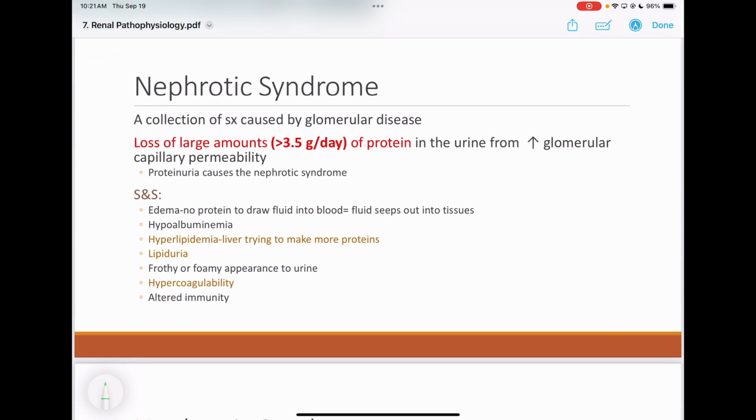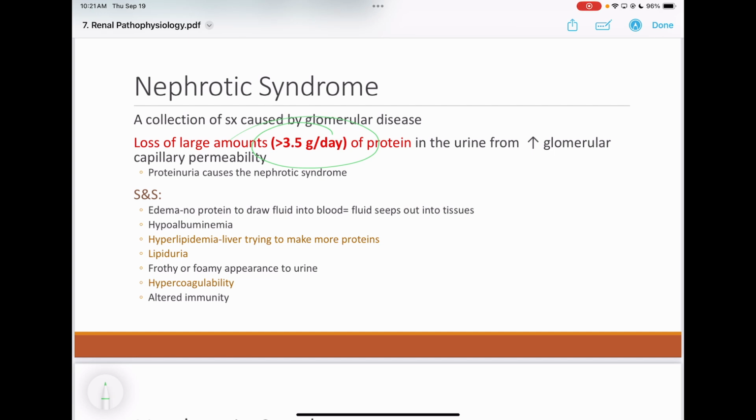So, okay, a collection of symptoms caused by, again, glomerular disease. Again, intrarenal, we're messing up the tissue of the kidneys. Large amounts of protein loss in the urine, 3.5 grams per day of protein. It's a lot of protein. Again, increased glomerular capillary permeability because we lose those podocytes, so the bigger molecules can get through.